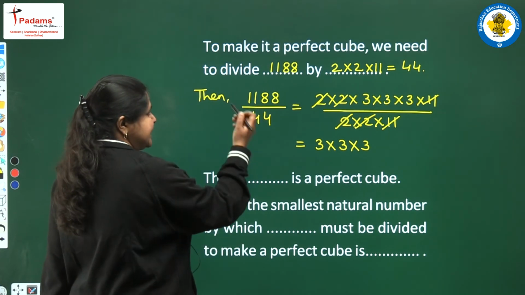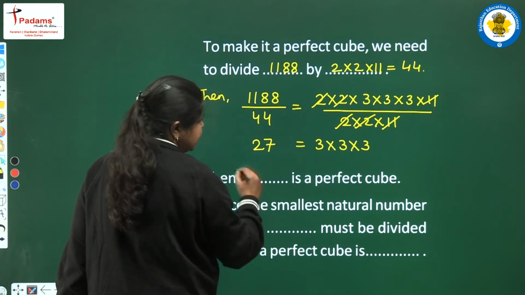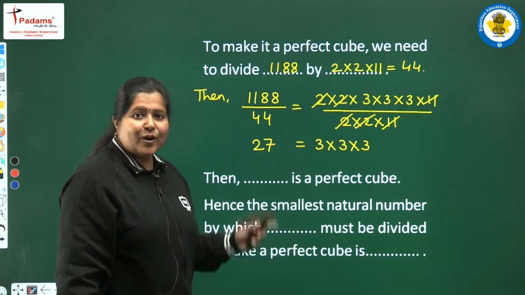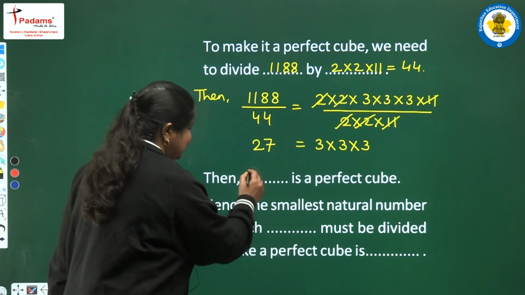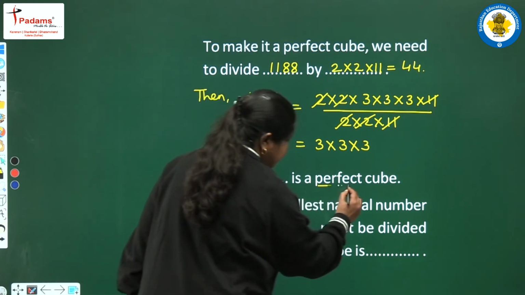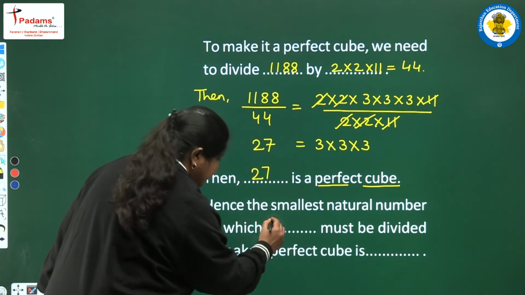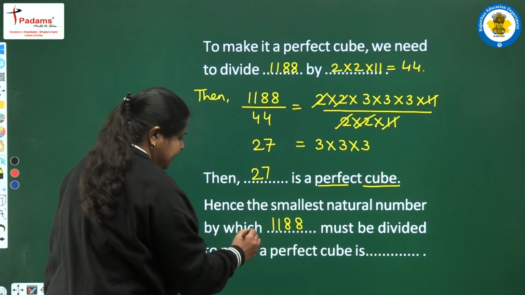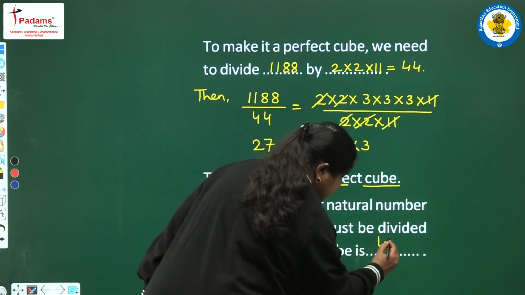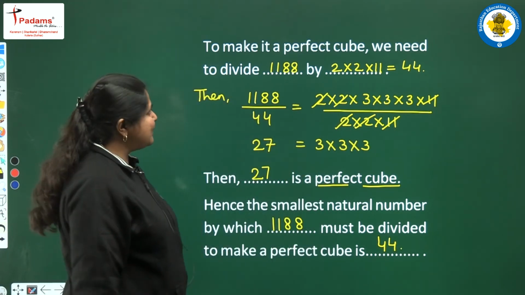And when we divide this number by 44, we will get 27, which is actually 3 cube. And now this number is a perfect cube, as you can see, and 27 is a perfect cube, and hence the smallest natural number by which 1188 must be divided to make a perfect cube is 44. This is the answer. We have one more example.